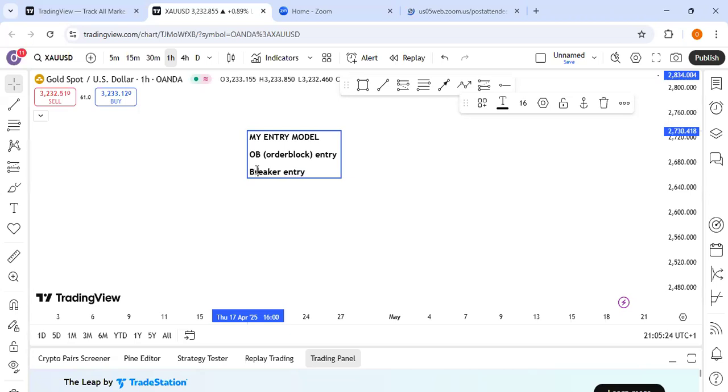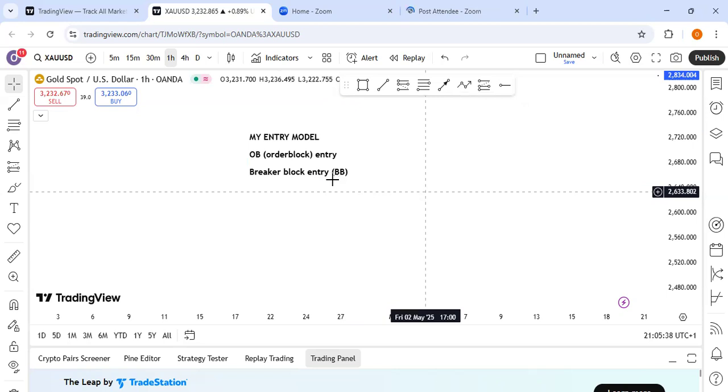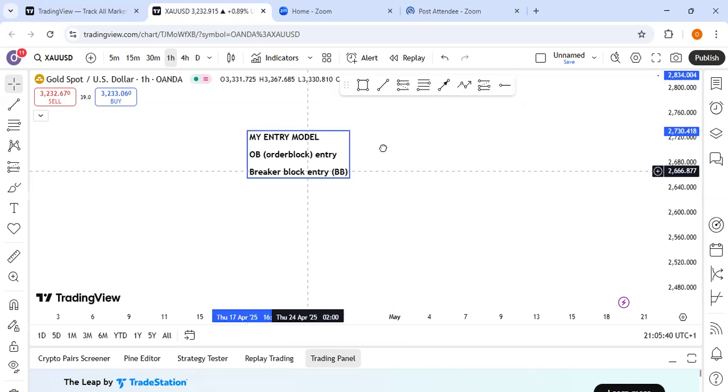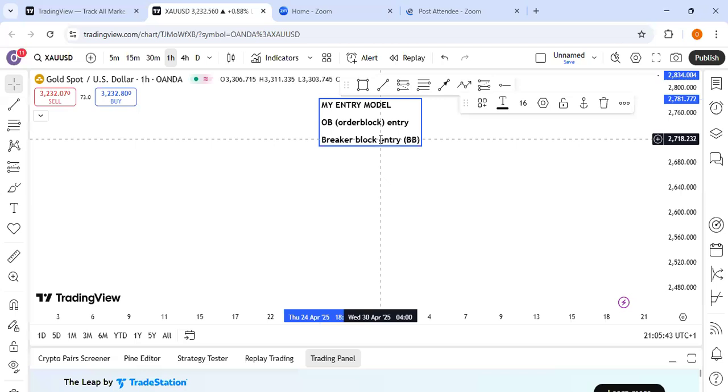Breaker block entry. Please, that one that is writing on the screen, stop. Breaker block entry, which you can consider as BB, breaker block as BB. You understand? So let me quickly show you the schematic, like the textbook markup of these two entries.